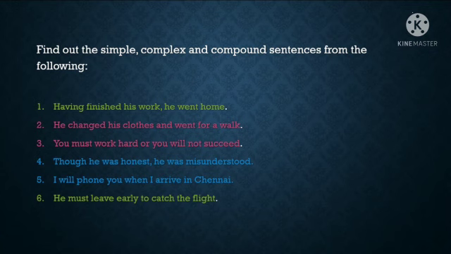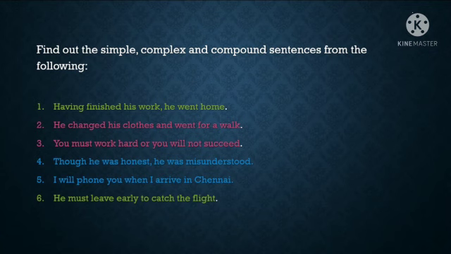See the next sentence. He changed his clothes and went for a walk. Went for a walk means he went for a walk. He changed his clothes is a main clause. Do we have a complete meaning in that clause? Yes, we have. He changed his clothes. He went for a walk. We have complete meaning. So, he changed his clothes is a main clause. He went for a walk is a main clause. And these two main clauses are joined with a coordinating conjunction, and. So, this is a compound sentence. Is it clear?